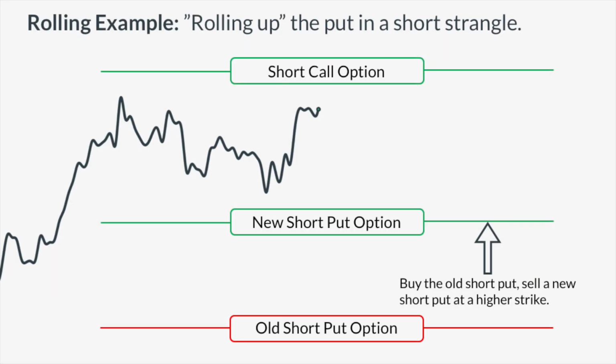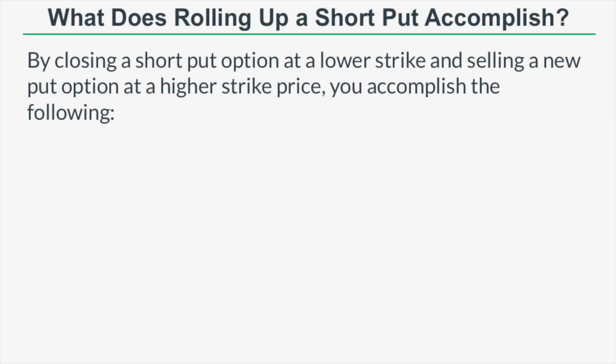One adjustment you can make to a short strangle position after the stock price has increased towards your short call is to roll up the short put option that you currently have. Since you're currently short that put option, you can roll it up to a higher strike price by purchasing that put option back and then selling another put option at a higher strike price. At this point, you might be wondering, what does rolling up the short put option accomplish? By closing a short put option at a lower strike price and selling a new put option at a higher strike price, you accomplish the following things.